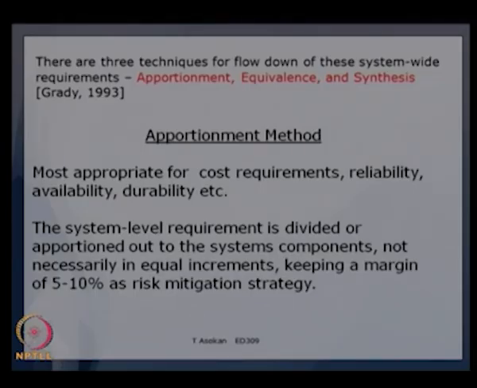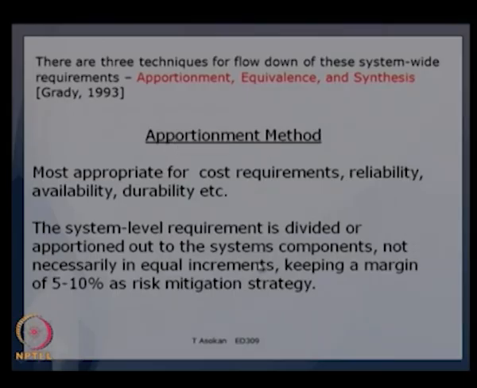What we do is keep a 5 to 10% margin, and this margin is used for the risk mitigation strategy. So, if you want to avoid risk at a later stage, keep a 5 to 10% margin, and this margin will be used later to see whether any particular risk is coming from any other component. That can be compensated using this method, the apportionment method.